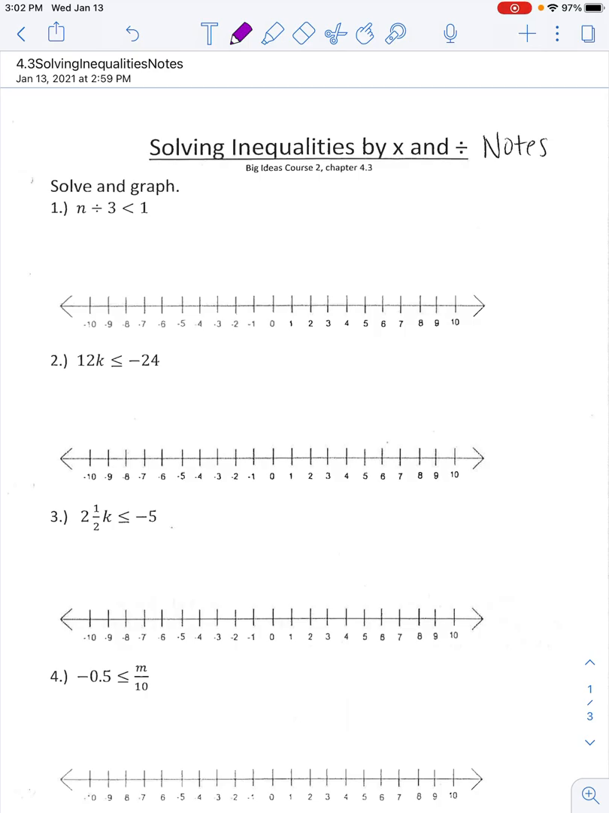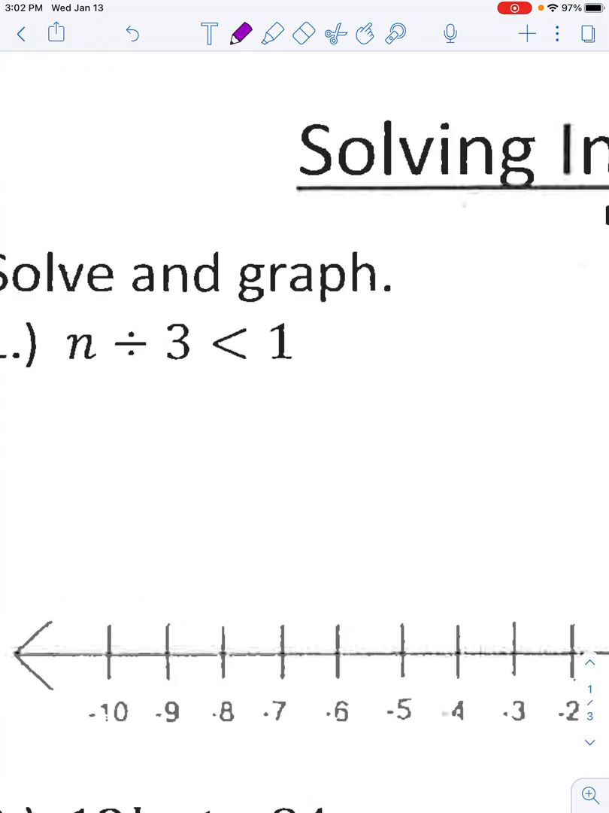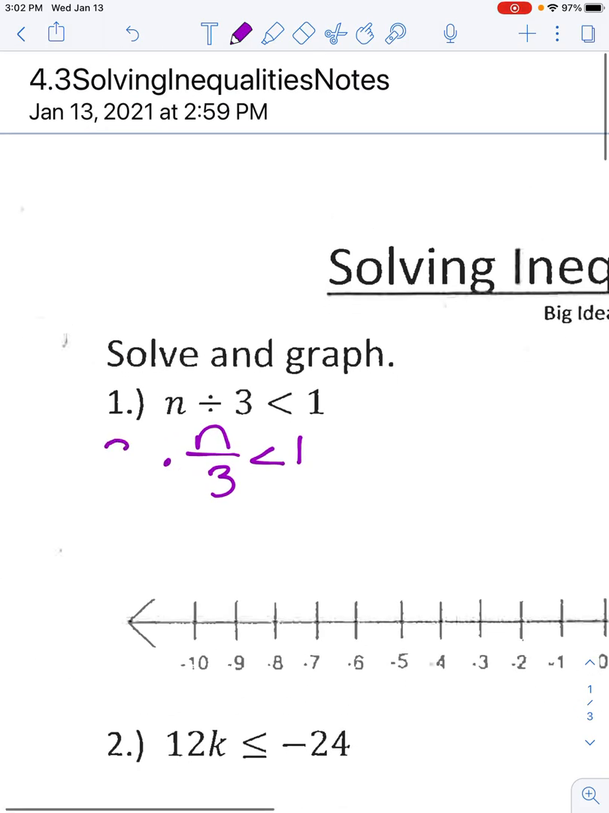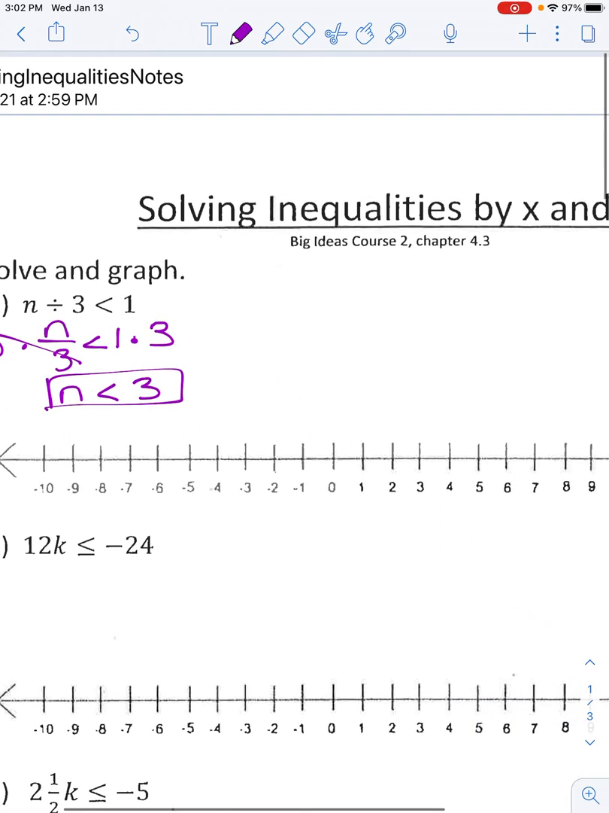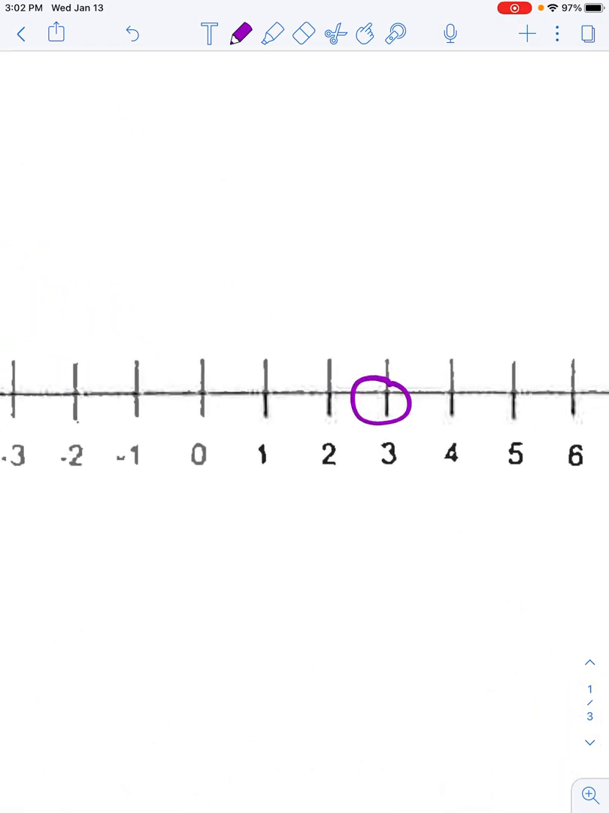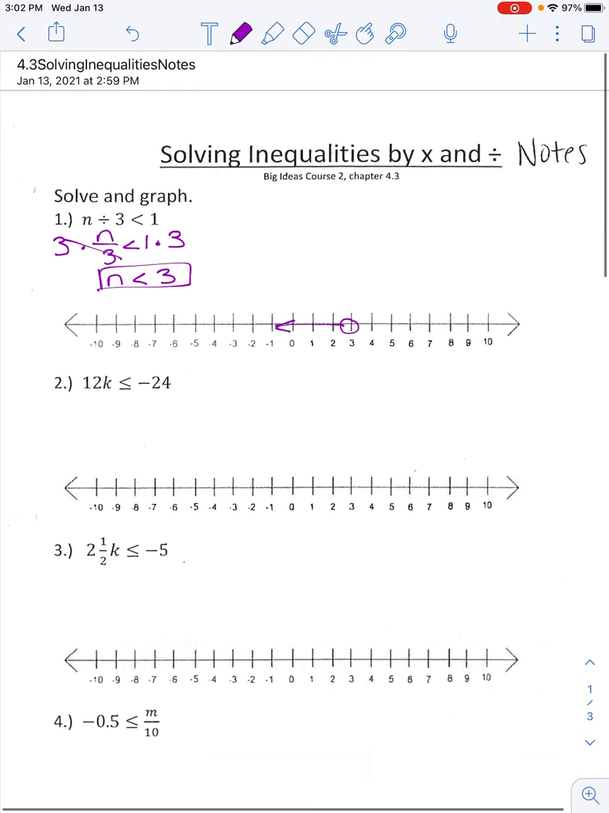Okay, so we are going to solve the inequalities just like we solve equations, isolating the variable by doing the inverse operation. So on number 1, if it says n divided by 3 is less than 1, we're going to multiply by 3. I don't really like the way it's written. I'm going to rewrite it like this so I can show multiplying by 3 on this side, multiplying by 3 on this side, showing your cancellation: n is less than 3. That's going to be an open circle on 3, and it's less than, so it's pointing to the left.